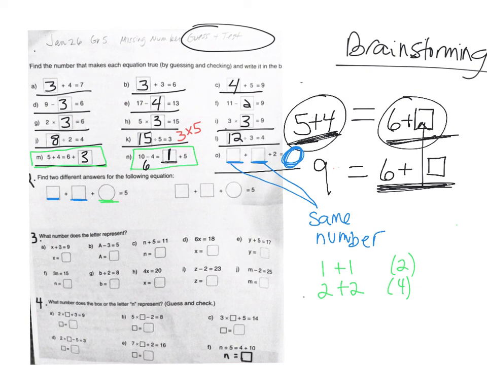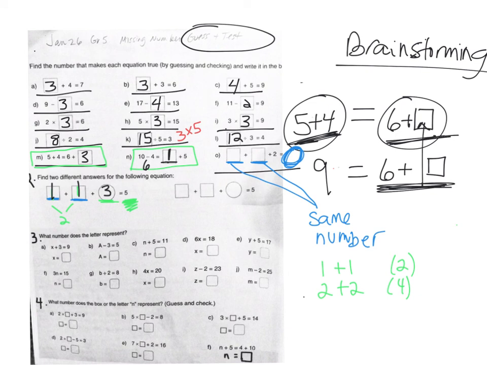If I did 1 plus 1 equals 2. So these together equal 2. And the total has to be 5. So what's missing? Well, I know that 2 plus 3 is 5. So the circle number must be a 3. So it's 1 plus 1 plus 3 equals 5.